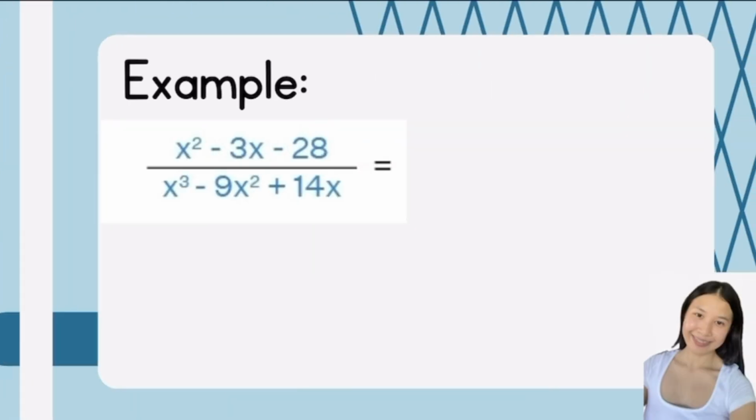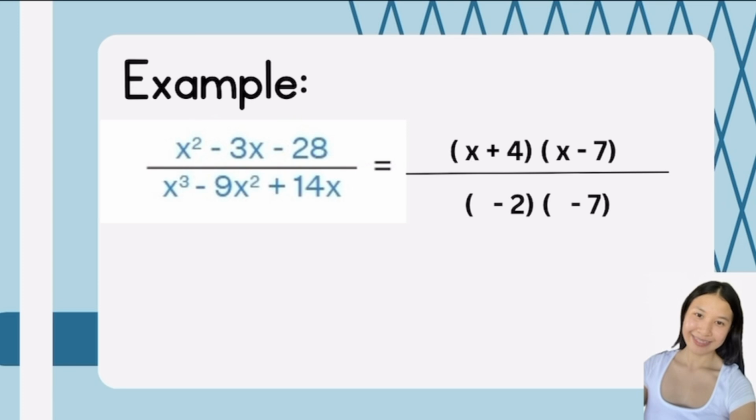Another example, x squared minus 3x minus 28 over x cubed minus 9x squared plus 14x. We need to find two numbers that when we multiply, the product is 28, and when we add it, the sum is negative 3, which is positive 4 and negative 7. So next step, we need to distribute the x squared. Same as the numerator, we also need to find two numbers that when we multiply it, the product is 14 and the sum is negative 9, which is negative 2 and negative 7. We need also to distribute x cubed.